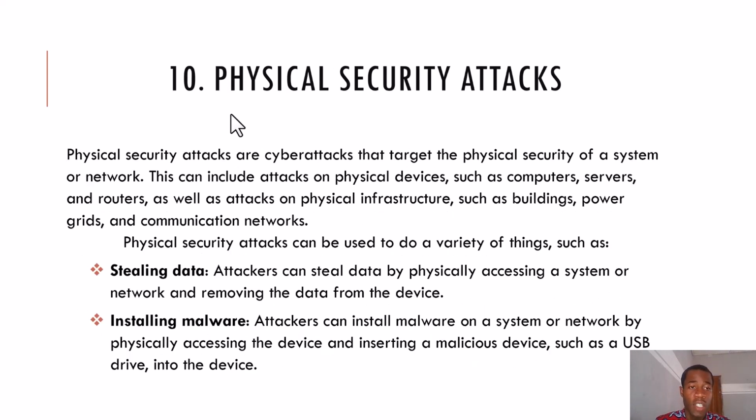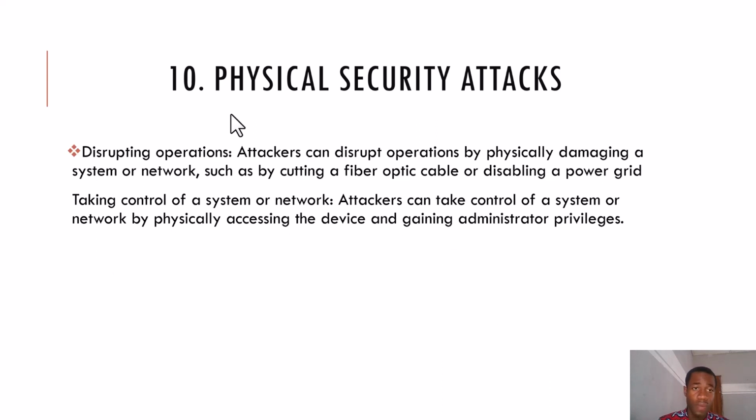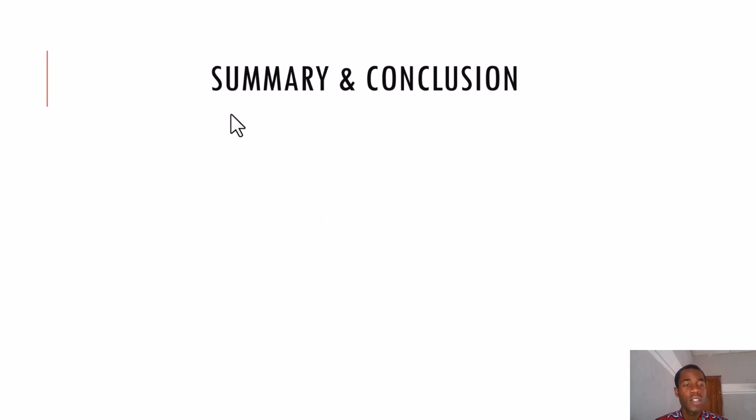We have physical security attacks. This is a physical one. Now, this one targets the physical security of the system or network. This can be attacks on physical devices such as computers, servers, and routers, or attacks on physical infrastructure such as buildings, power grids, and communication networks. These can be used to steal data, install malware, and disrupt operations. It can also be used to take control of a system. That's a physical security attack. So in summary, we've learned the meaning of information hacking techniques.